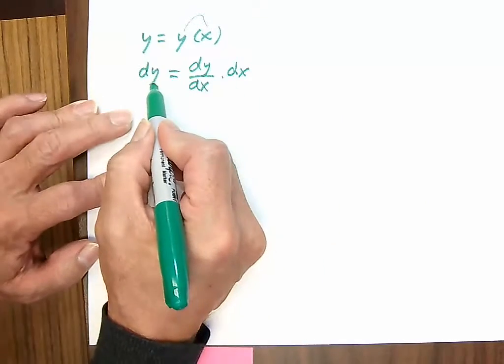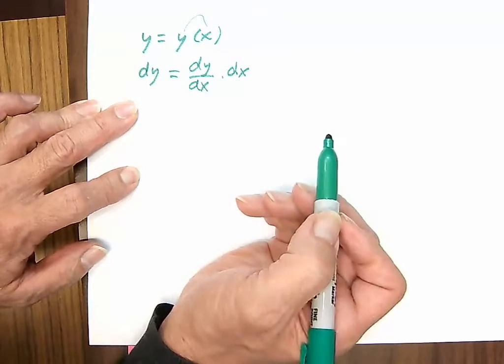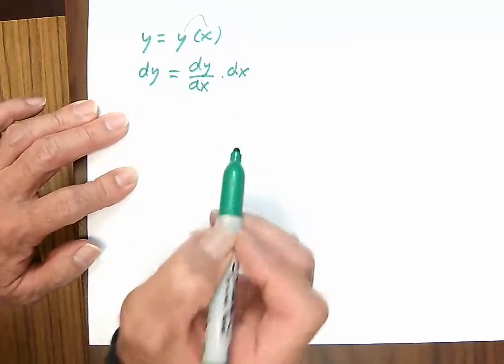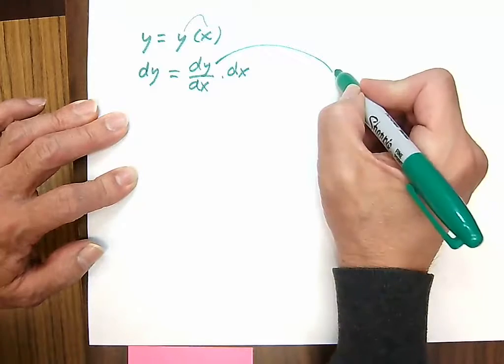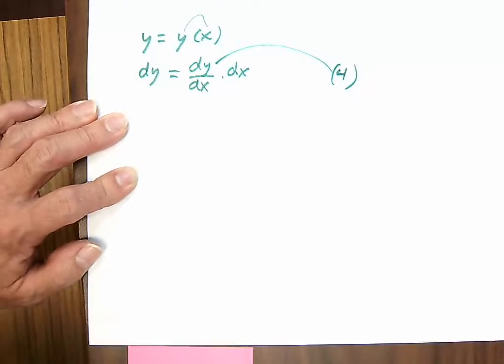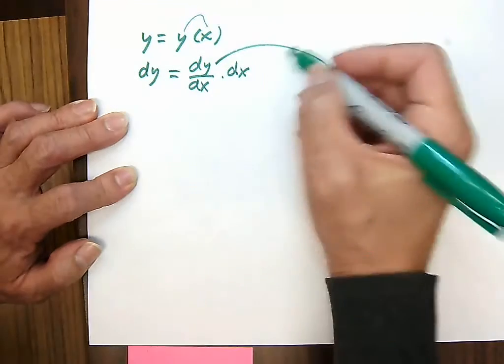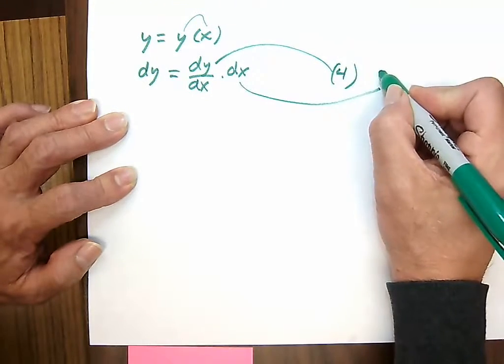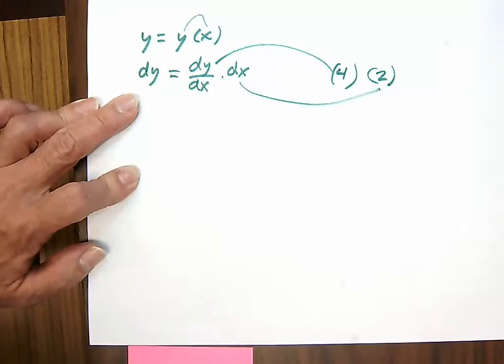So again, dy represents the differential of y, and dx represents what we call the differential of x. And let's see why this expression makes sense. Suppose dy dx is 4, and that would tell us that y goes up by 4 units for every 1 unit increase in x. But suppose the actual change in x is 2 units. What will be the change in y because of this?